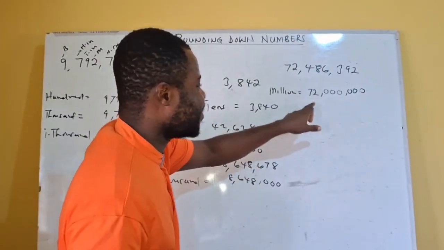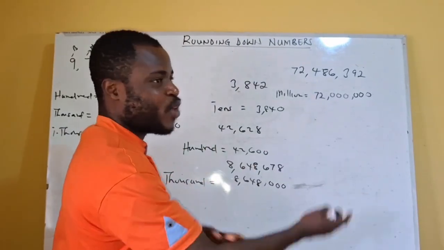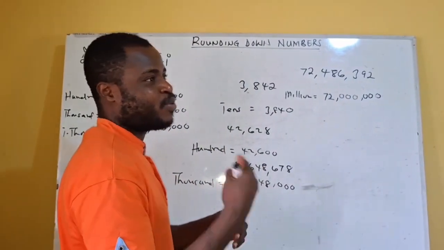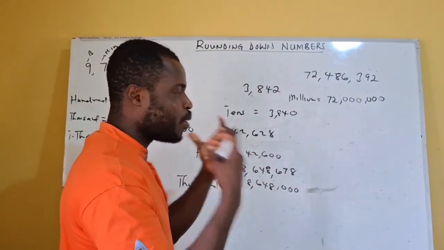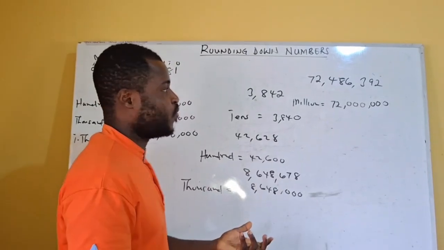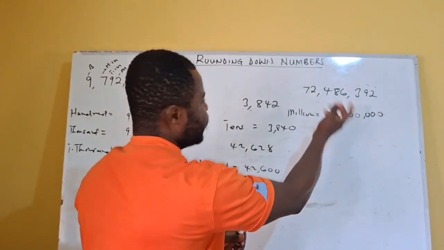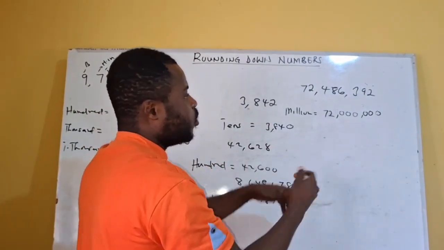Now, as I was saying, when you compare the 72 million to this figure, you can see this is what? Down. Yes. So in rounding down, whether the number is a roundable number or not roundable, it doesn't work here. But the number of zeros is what you have to take note of. So we have run it down to the nearest million.